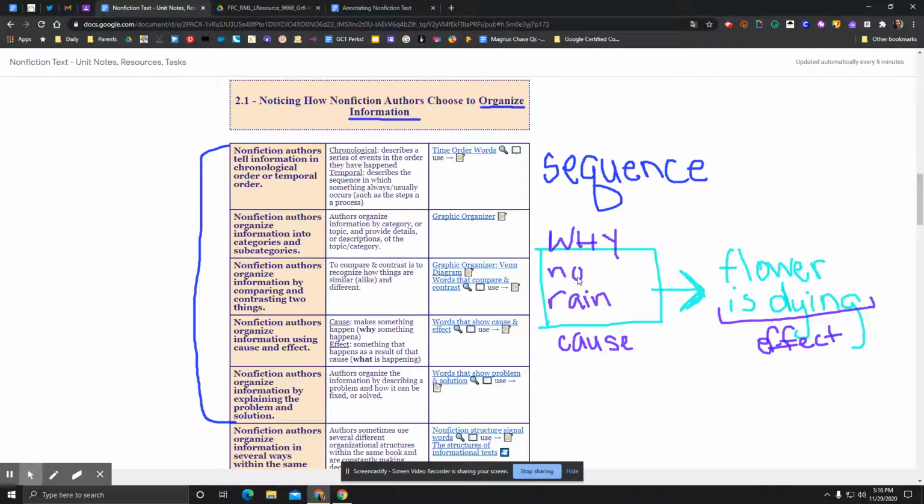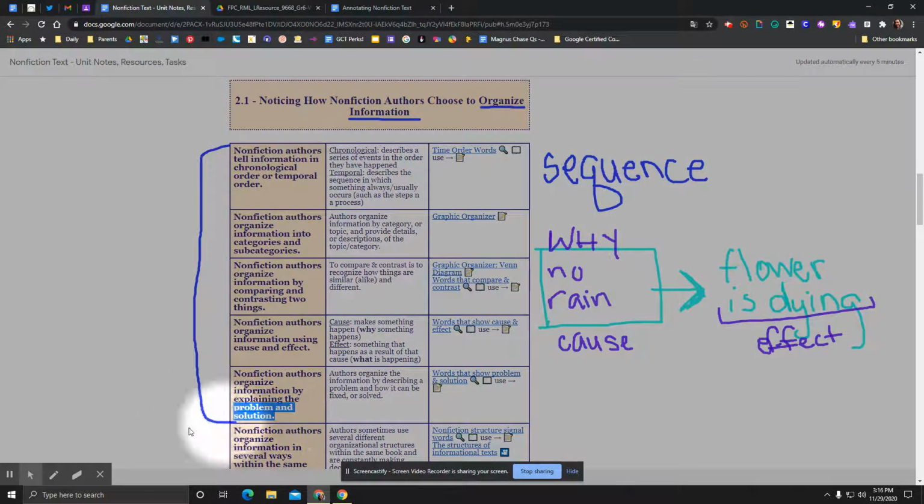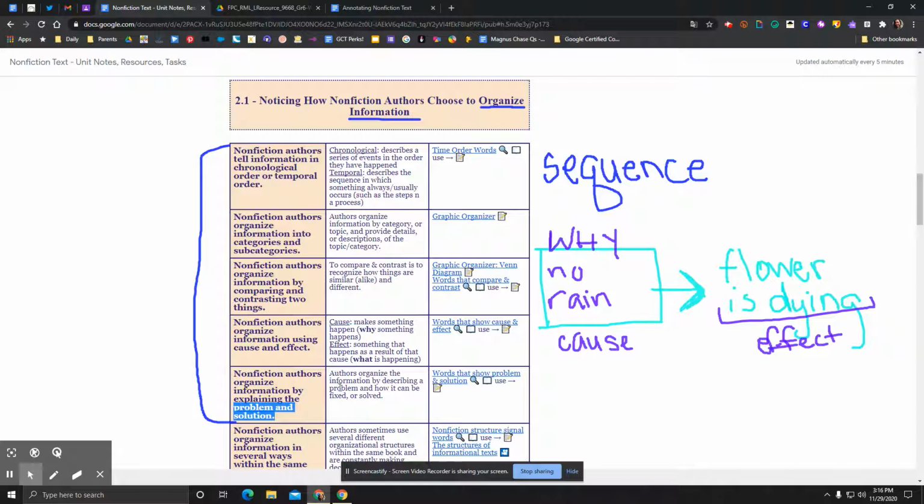The last way that authors organize information that we're going to talk about here is problem and solution. Now, this is something that we actually talk about in fiction texts as well. Most storylines have a problem and solution, and it's the same thing with nonfiction. Sometimes authors might take a problem like littering and then describe how that problem can be fixed or solved. So then they're describing a problem or solution by talking about the problem itself and then giving possible ways to fix it.